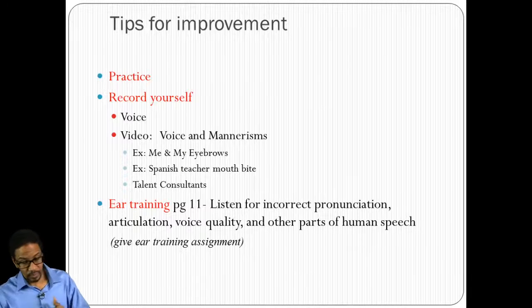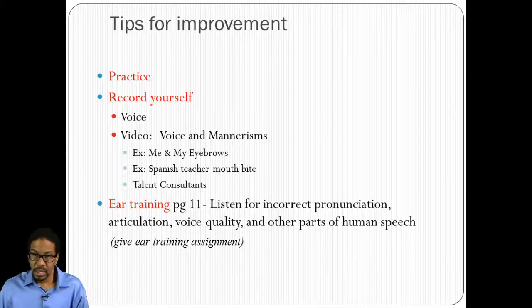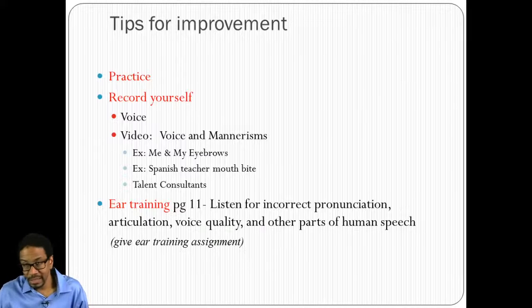So ear training. Now, sometimes you don't hear bad stuff as far as pronunciation or diction or whatever, because you just aren't trying to listen for it. So this is going to be your first homework assignment of the semester.